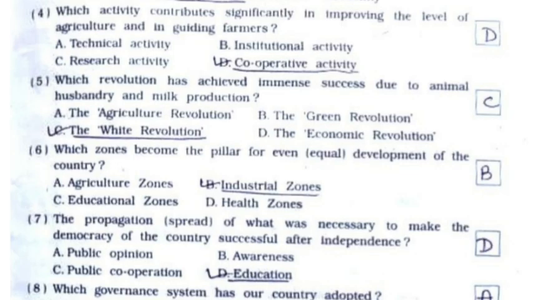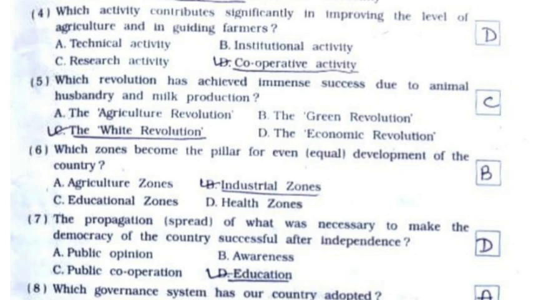Fourth, which activity contributes significantly in improving the level of agriculture and in guiding farmers? It's option number D, cooperative activity. Fifth, which revolution has achieved immense success due to animal husbandry and milk production? It's option number C, the White Revolution. Sixth, which zones become the pillar for even that is equal development of the country? It's option number B, industrial zones.